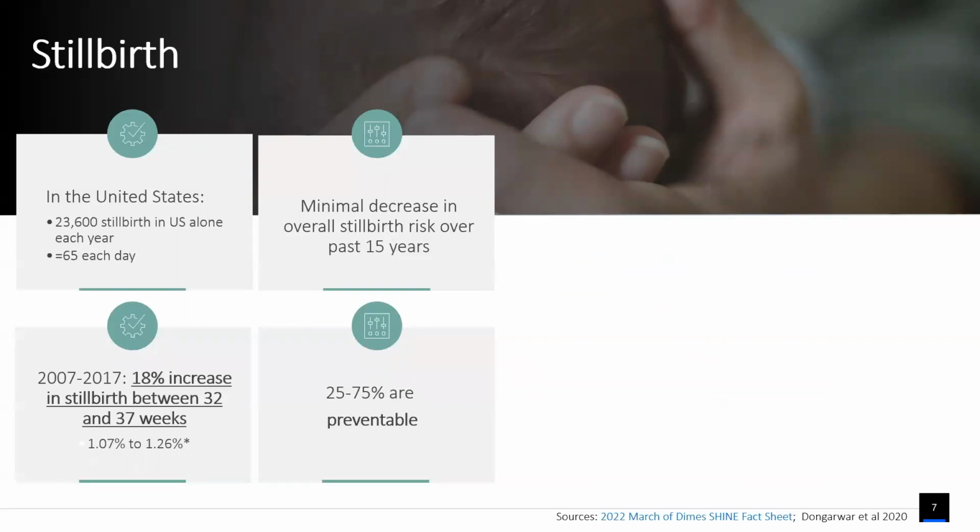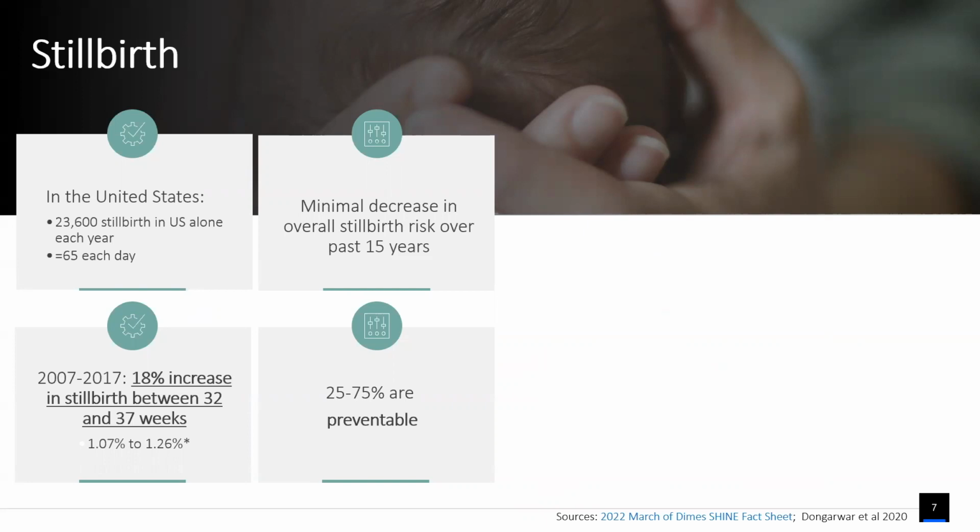But the problem with stillbirth is still there. And even though strides have been made over the last number of decades, the United States still has almost 24,000 stillbirths each year. That's around 65 a day, if you think about it. And over the last 15 years, there's not been significantly more improvement.